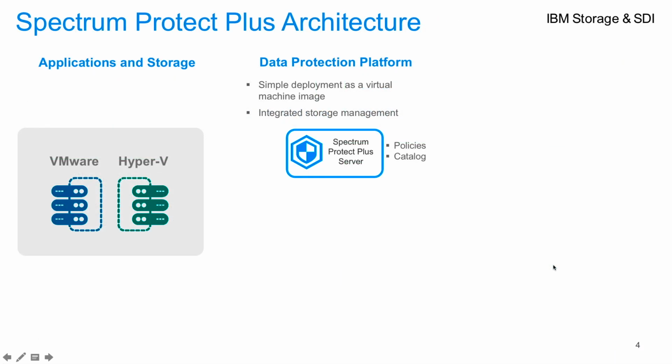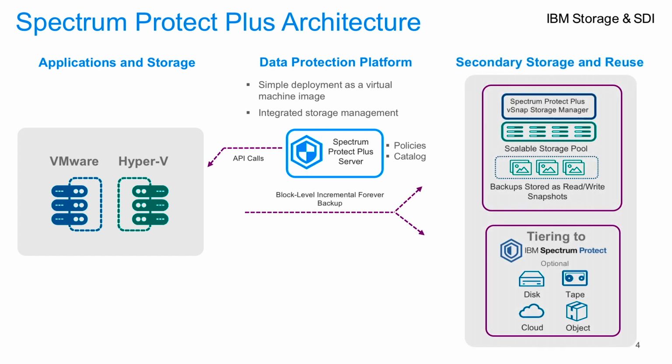Now let's look at the Spectrum Protect Plus architecture. We start with the key components, that's the virtual environment on your left and the Spectrum Protect Plus virtual machine. The Spectrum Protect Plus management VM will communicate via API calls with the virtual environment. This is part of the cataloging process as well as backup scheduling and backing up. Spectrum Protect Plus then kicks off a block level forever backup to the storage pool. Each backup is stored as a read-write snapshot and moves the data to the storage component.